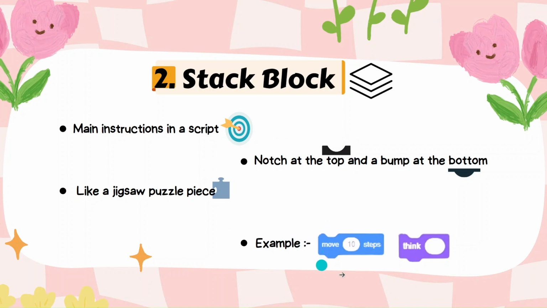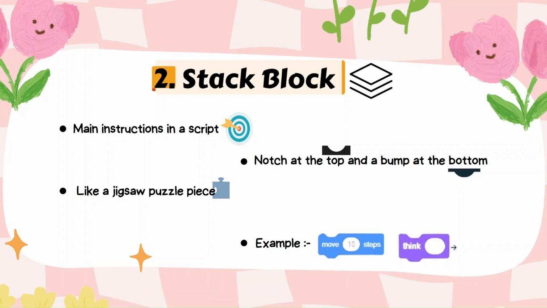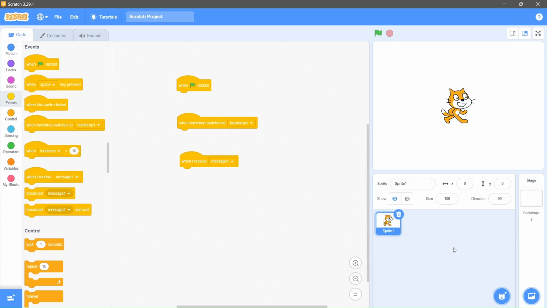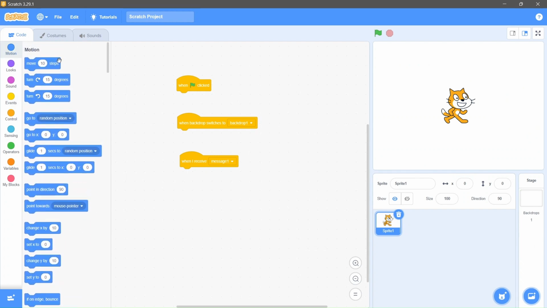As you can see in examples here, 'move 10 steps', 'think'. These are known as stack blocks. All the important information is provided using these stack blocks. So here if we go and see, in this section you will be able to see these are our stack blocks. Here you can see different stack blocks. So this is how we are going to categorize them.